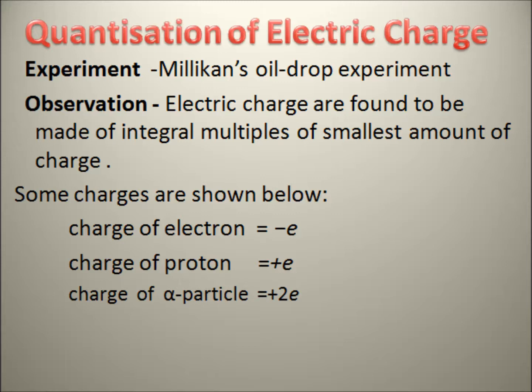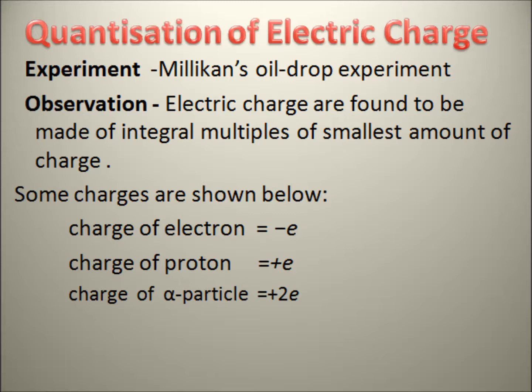They show that electric charges are found to be made up of integral multiples of the smallest amount of charge. That means they have either a negative charge or a positive charge, and not a fraction. No charge is found in fraction. Electric charge cannot be divided indefinitely, and this property of charge is called the quantization or atomicity of charge.